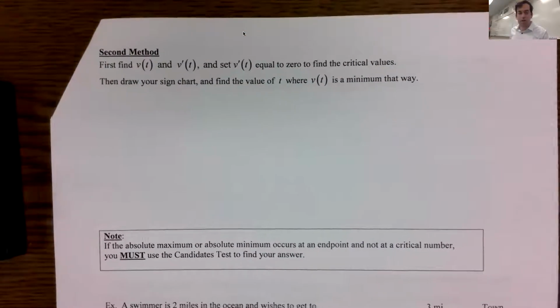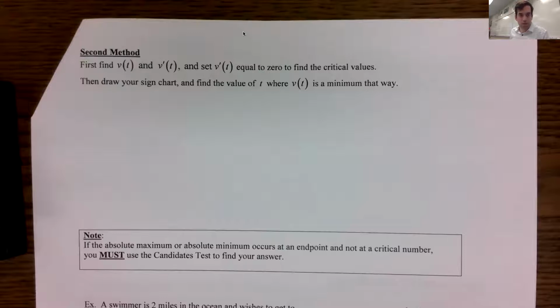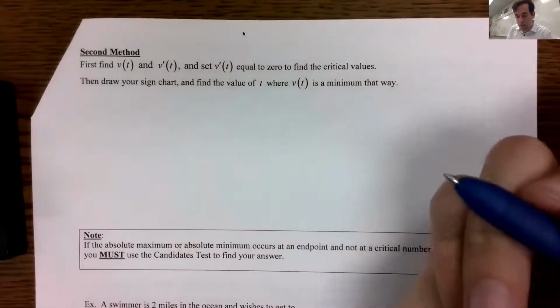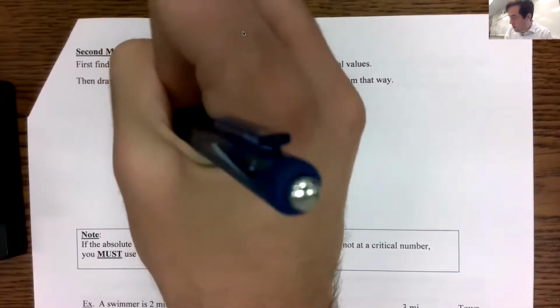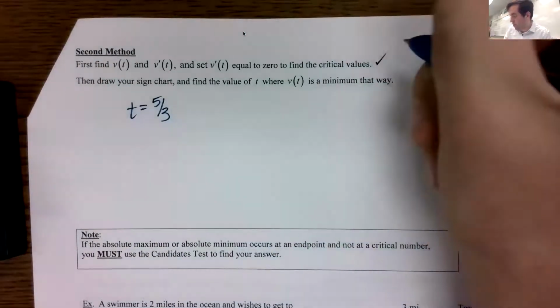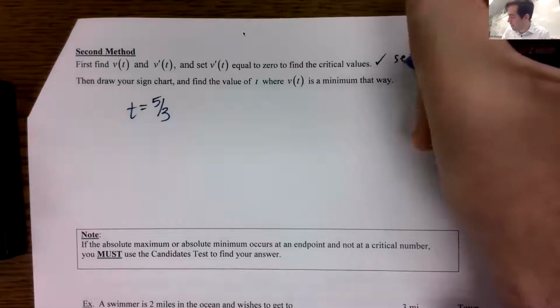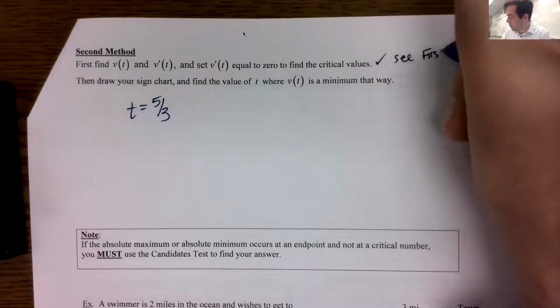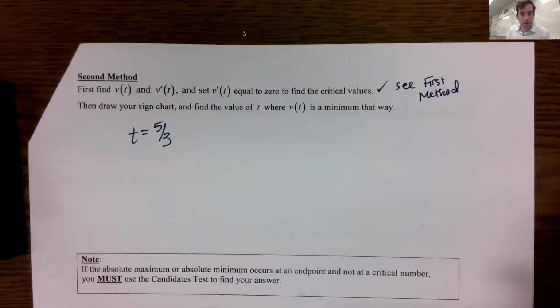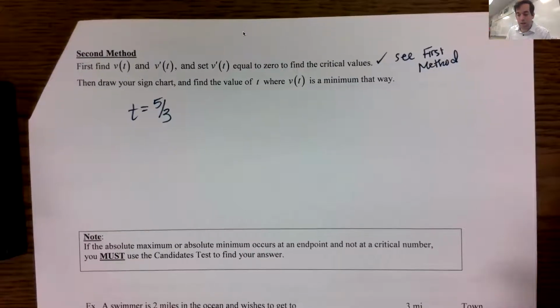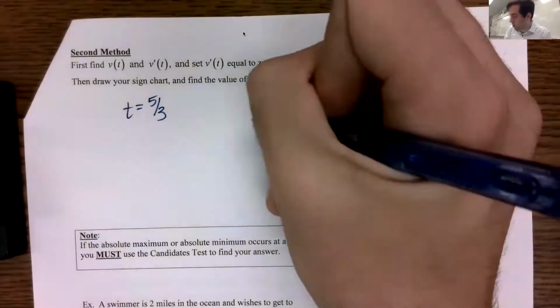First, we're going to find v of t and v prime of t. Set v prime of t equal to 0 to find the critical value, so that's what we already have done. So if you see the previous page, then you will see that our t is 5/3. And we already did that. All right, first method. And then we're going to draw a sign chart and find the values of t where v of t is a minimum that way.